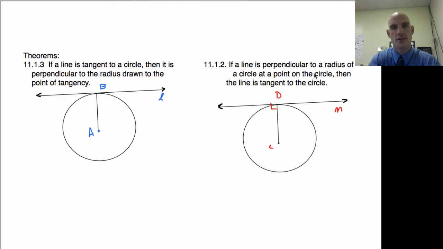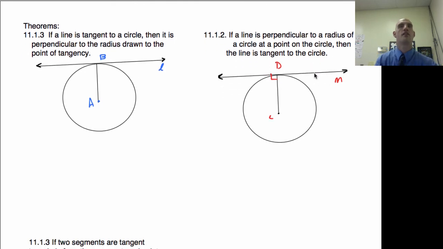Down here, the next two things are a set of theorems that go hand in hand, because one is working off the assumption that we have a line tangent to a circle, and one is assuming that we know something else. So in the first one, it says if a line is tangent to a circle, then it is perpendicular to the radius drawn to the point of tangency. So it's saying line L is a line of tangency.